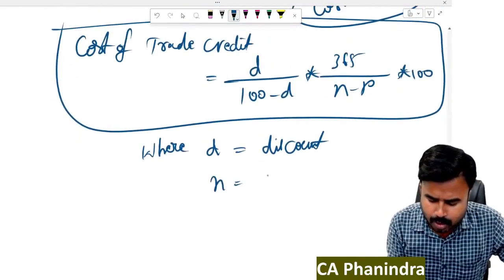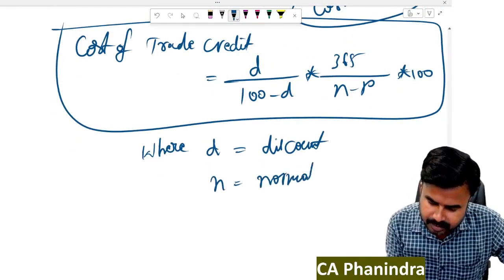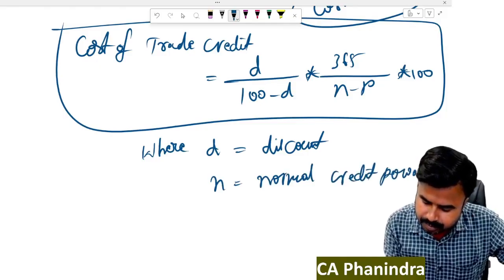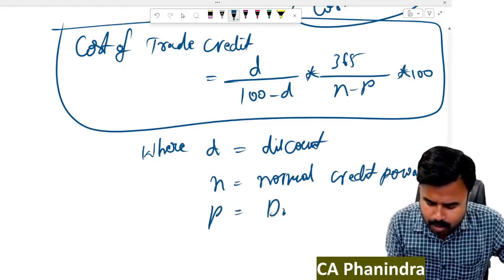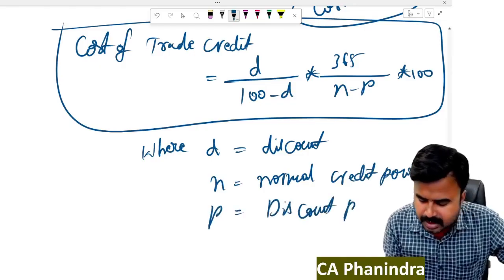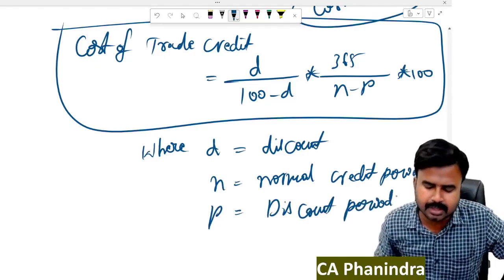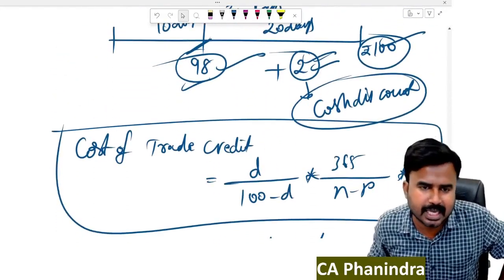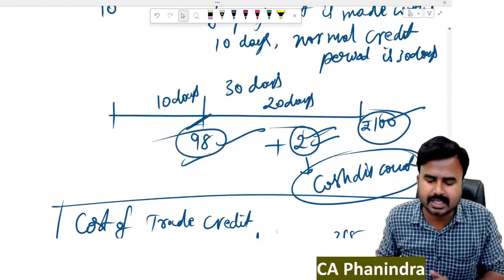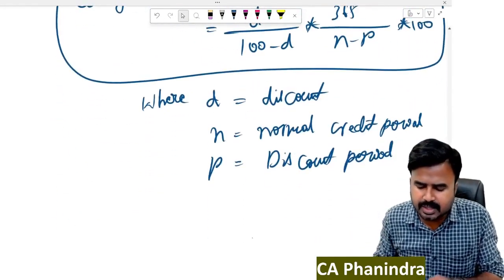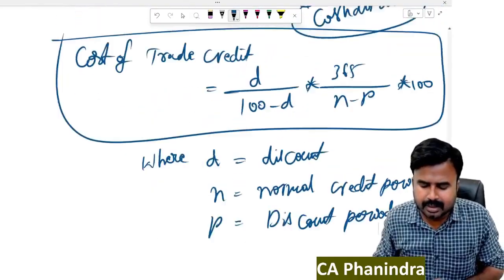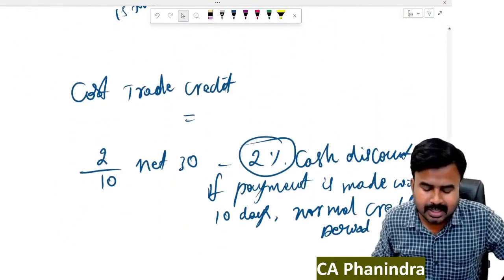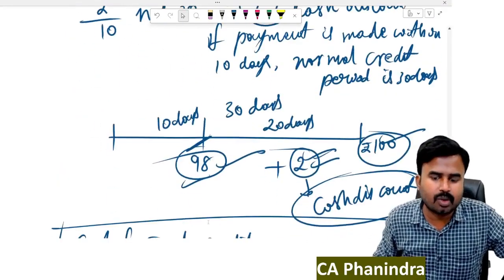N is equal to normal credit period. P is equal to discount period. That means within how many days you can avail this cash discount. If you are ready to pay the money within 10 days, then you can claim this cash discount. After 10 days, you cannot claim this cash discount. So N is normal credit period, 30 days, and P is discount period, 10 days. Discount availing period, that is also known as discount availing period.